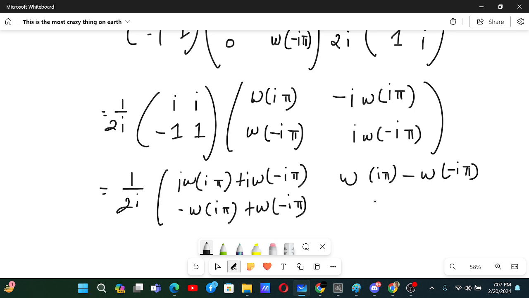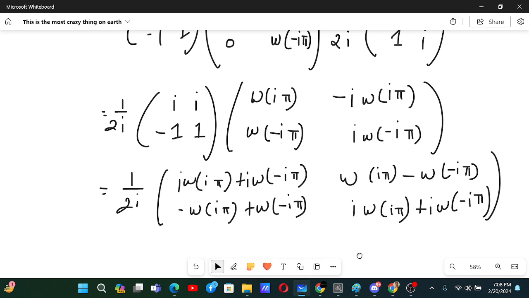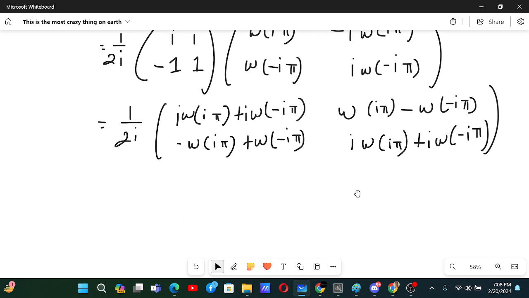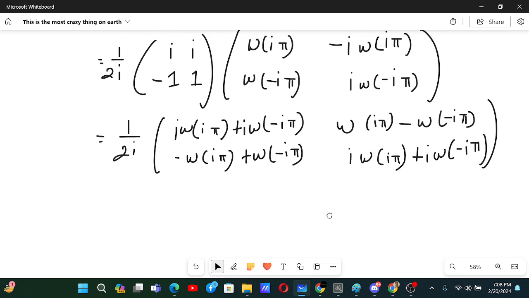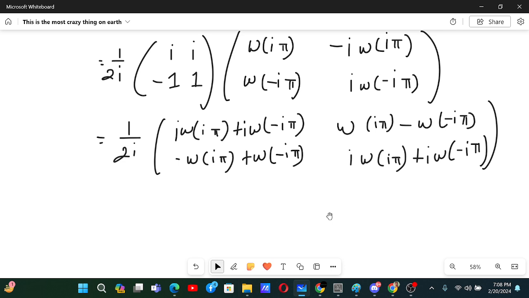Yeah, and over here we have i Lambert W of i pi and plus i Lambert W of minus i pi. Okay, so now we have this result. Now what do we do with this result? First of all, let me check if these are correct or not, and then I will think of something. Okay, these are true.